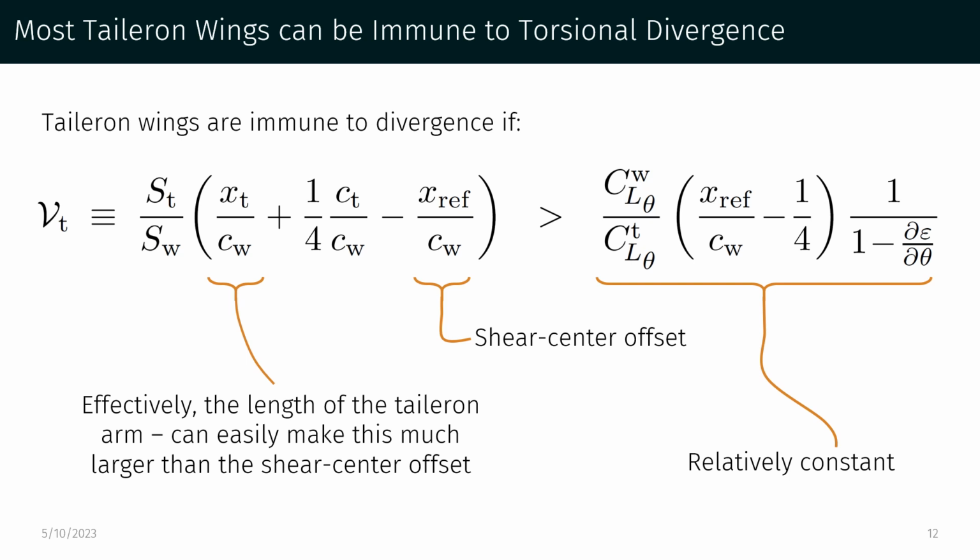That's also relatively constant. But the interesting thing is that left-hand side term, xt over cw, is essentially the non-dimensional length of the taileron arm. And this can easily be made much, much larger than the shear center offset. So if appropriately sized, a taileron wing will always be immune to divergence here.